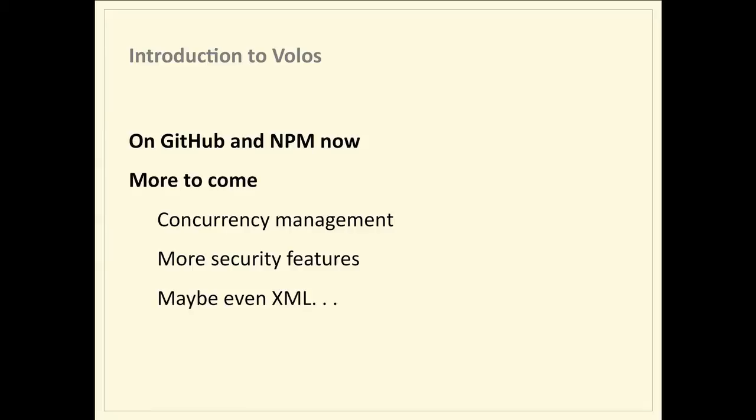Right. So things we're looking at for the future in Volos are things like concurrency management. We're learning that in a lot of cases the best way to manage API traffic is not a quota that gives you an error after you've made 100 API calls, but something that says, hey, customer X, you're only allowed to make 10 API calls in parallel.